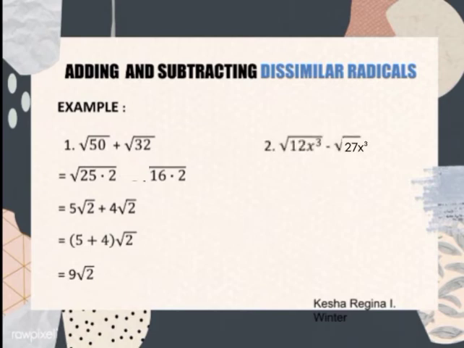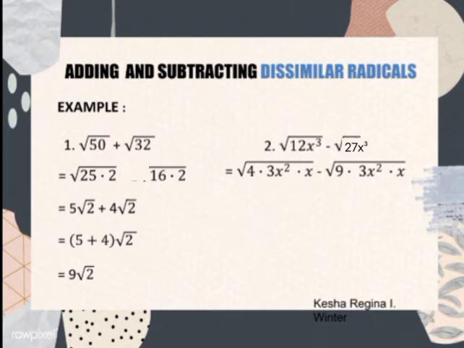Second example, subtraction. Square root of 12x cubed minus square root of 27x cubed. 12 may be 4 times 3. Highest perfect square factor of 12 is 4. Answer, 2. x squared times x is x cubed. Minus, same process, 27 has the highest perfect square factor of 9. So it will be 9 times 3. x cubed will be x squared times x.